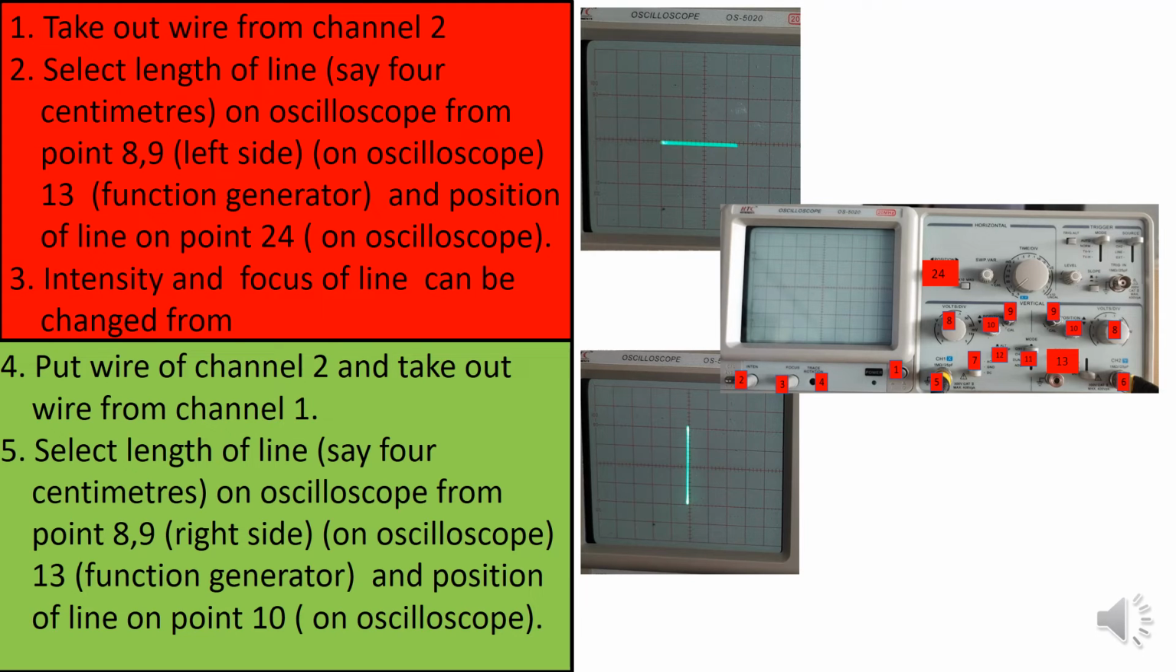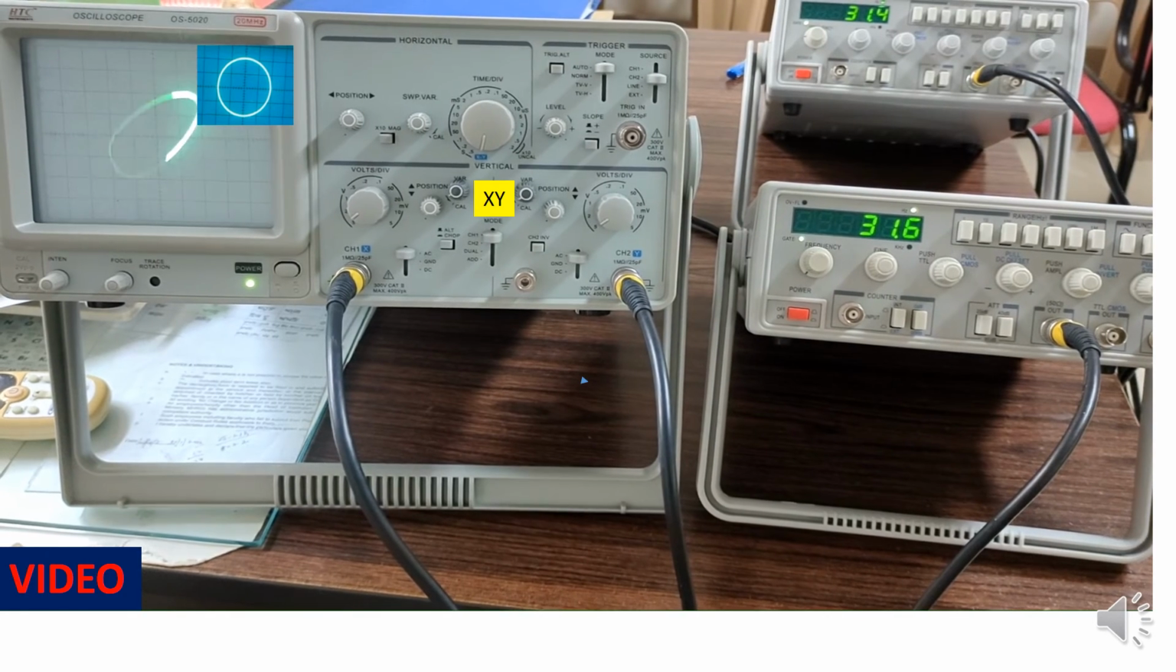Similarly, we will take out the wire from channel 1 and put the wire in channel 2. These types of lines we will see on the oscilloscope. Again, the length of this line and this line should be the same. If you want to change the length of the line, the intensity, or the focus, you can do that with the help of the oscilloscope.